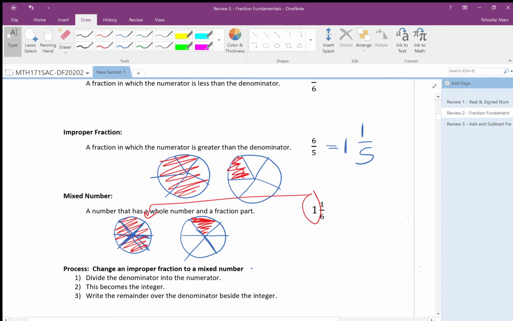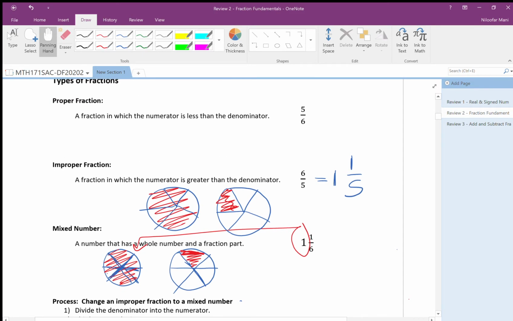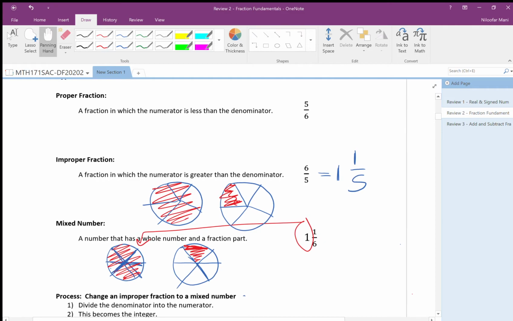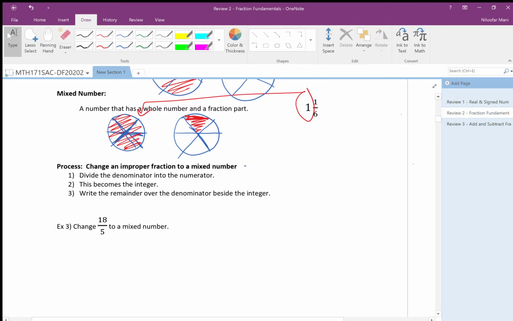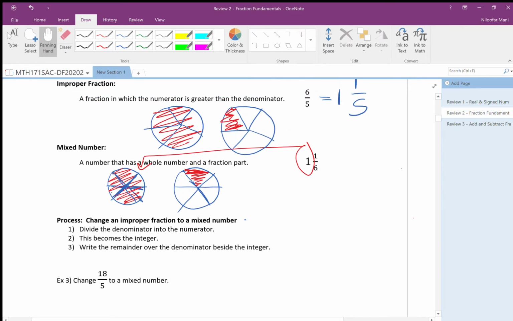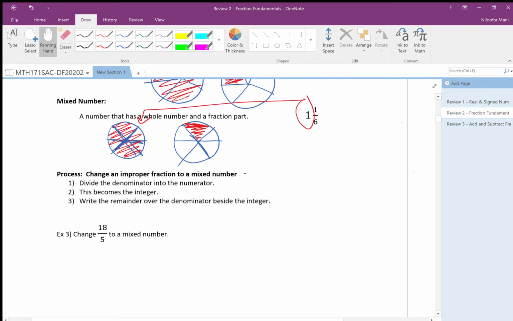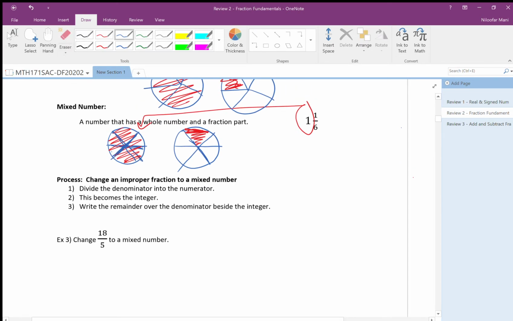Can I change from improper to improper? Of course not. Can I change from improper to mixed? Yes, of course. So I want to change improper to mixed. First I look at my improper one, which is 6/5. So I divide, and I told you I do not memorize these steps, I try to really do it and learn. So I do 6 divided by 5.